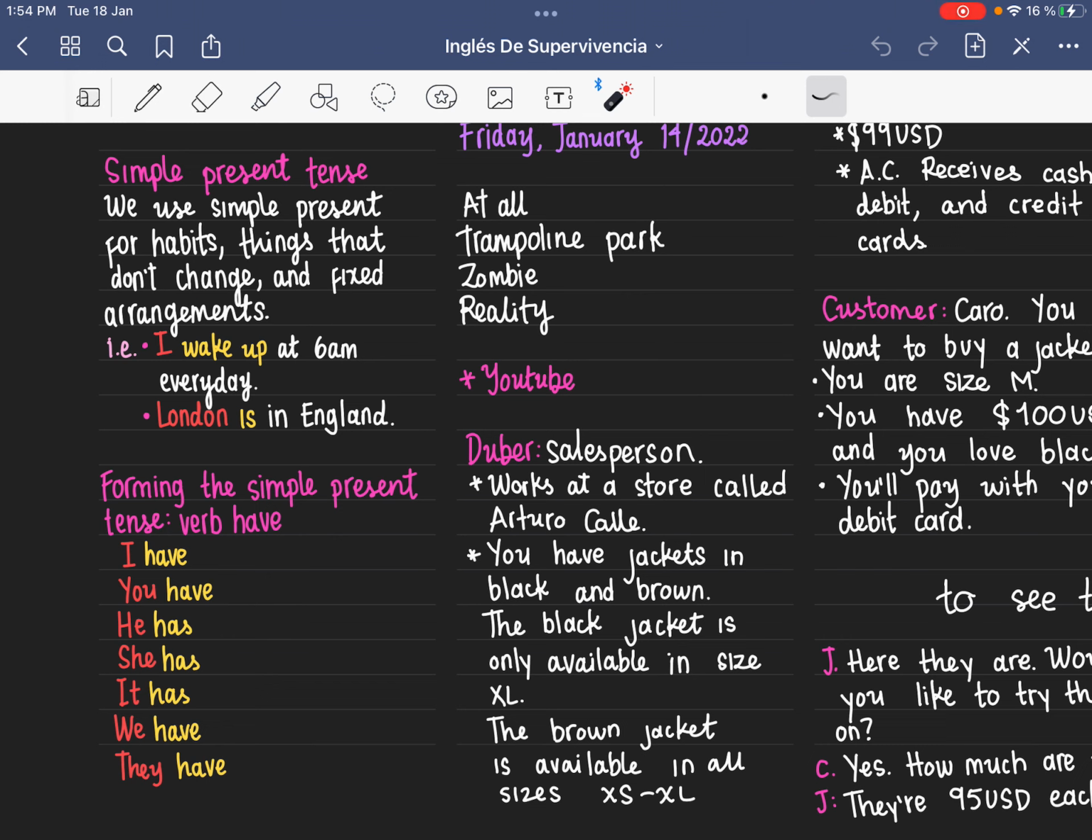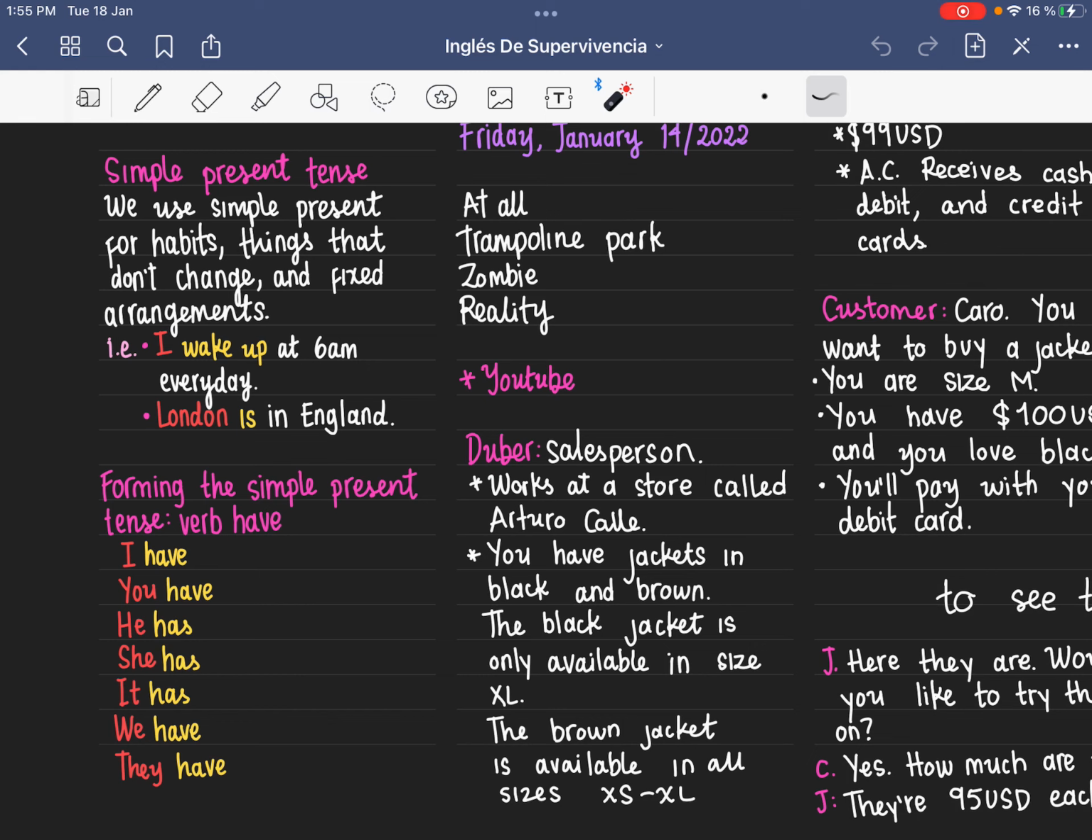Sujeto, yo, me despierto a las 6 a.m. todos los días, me despierto es la acción. Y en este caso, todos los días me está indicando que esto es un hábito o algo que no cambia. I wake up at 6 a.m. every day. Un hábito puede ser, por ejemplo, una rutina. Entonces, si voy a hablar de mi rutina de todos los días, si les pregunto cómo es un día normal de Pepito, ahí van a usar presente simple.